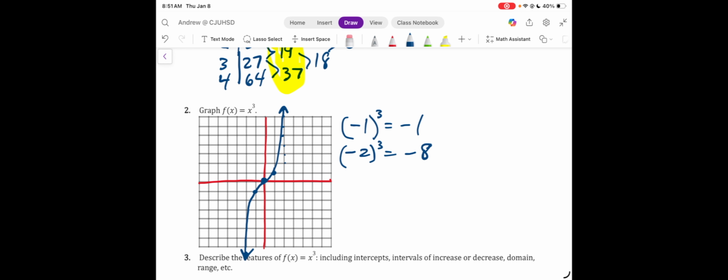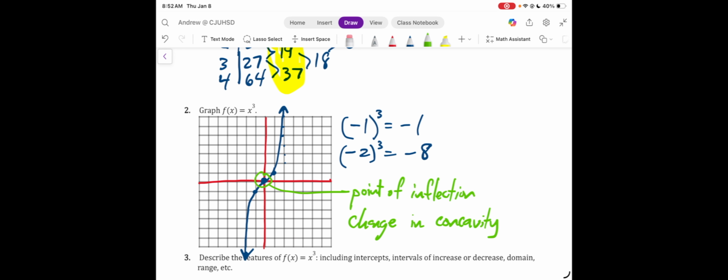Now, this point in the middle is also called a point of inflection. So let me explain what that means. Point of inflection is where you have a change in concavity. Okay, perfectly clear? No. What's concavity?